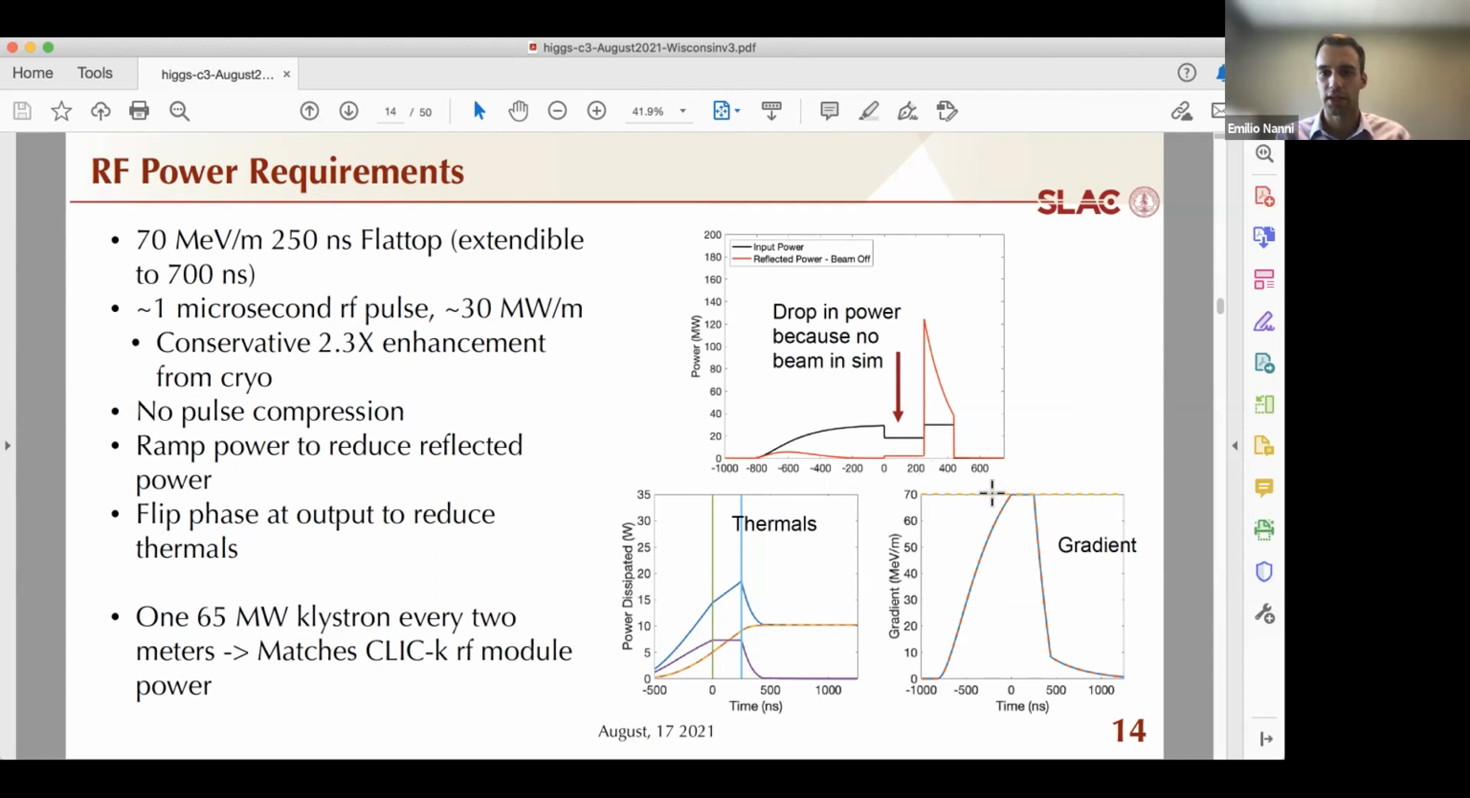Here you're just seeing that this 30 megawatts would give you 70 megavolts per meter in the structure. And we would have one 65 megawatt klystron every 2 meters in order to power this style of structure. And this matches exactly what the CLIC-K baseline RF module is, although it's half the frequency.